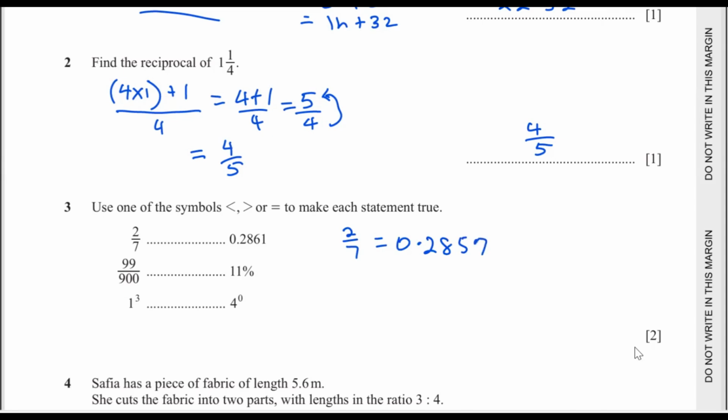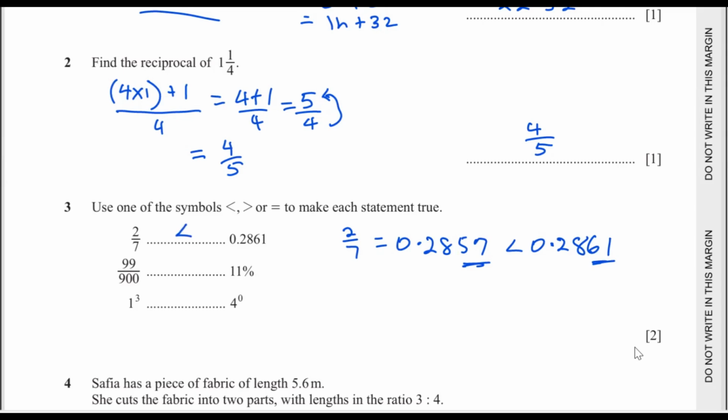And we see that this value is actually less than 0.2861. Consider 57 and 61. So 57 is less than 61. So we have less than here.